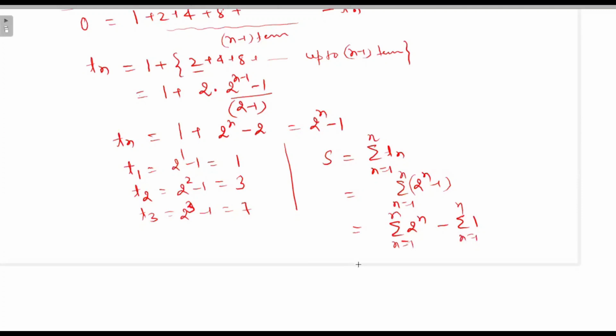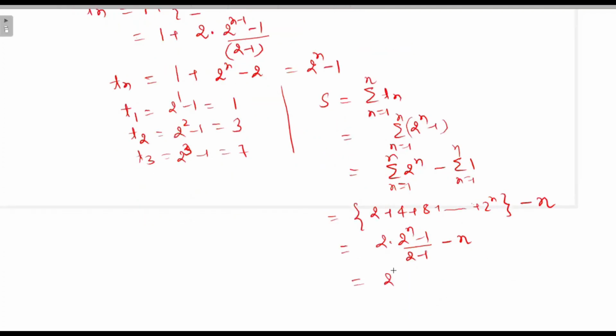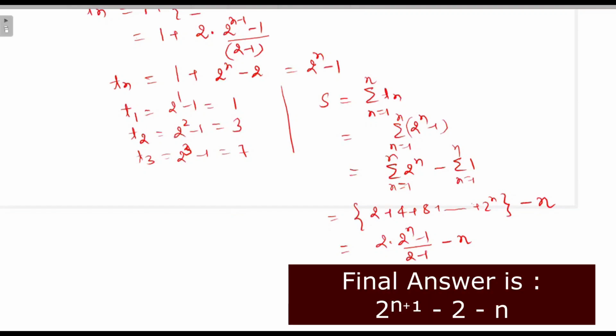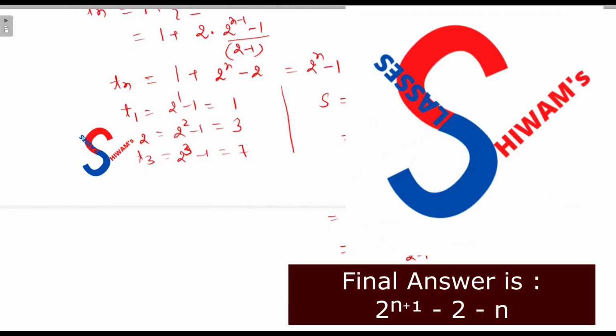So if I write it again, you can see this is actually again a GP, which is 2 plus 4 plus 8 plus, going up to n terms, plus 2 to the power n, you can say. And this is nothing but minus n itself. So I know this is a GP whose summation would be 2 into 2 to the power n minus 1 upon 2 minus 1, minus n. So this will be actually 2 to the power n plus 1 minus 2 minus n. So this is what will be your summation.